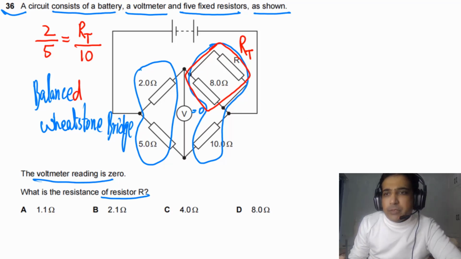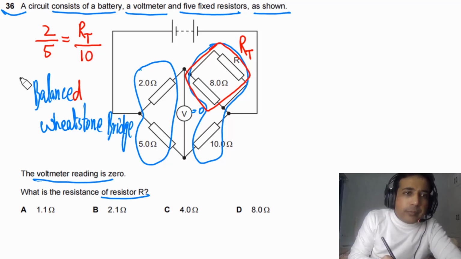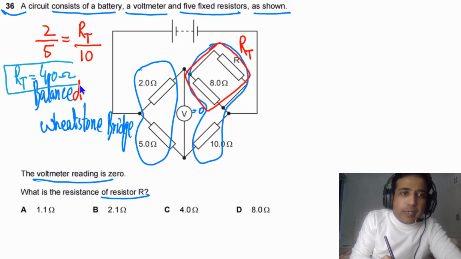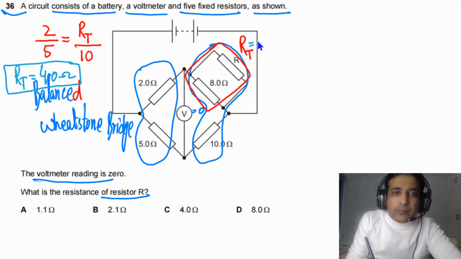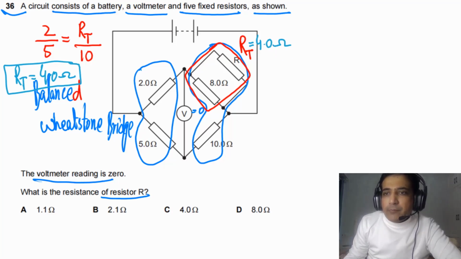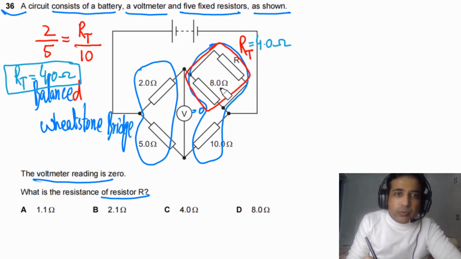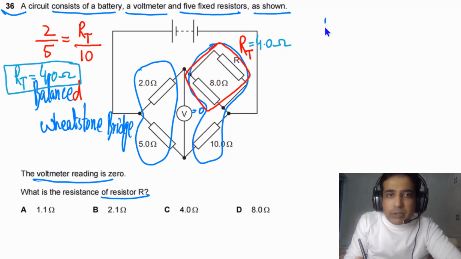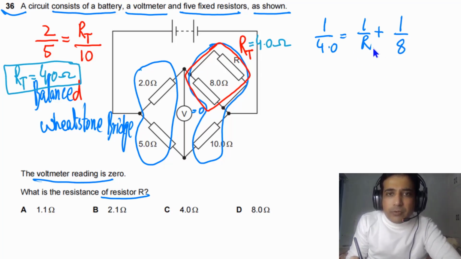I hope from here you can simply see that if we find out the value of RT, this one has to be equal to 4.0 ohms. So the value of RT is equal to 4.0 ohms. And in this case, we have two resistors connected in parallel, and the total resistance of these two resistors is equal to 4. So simply we can say 1 over 4.0 has to be equal to 1 over R plus 1 over 8. And from here we can find out the value of R.